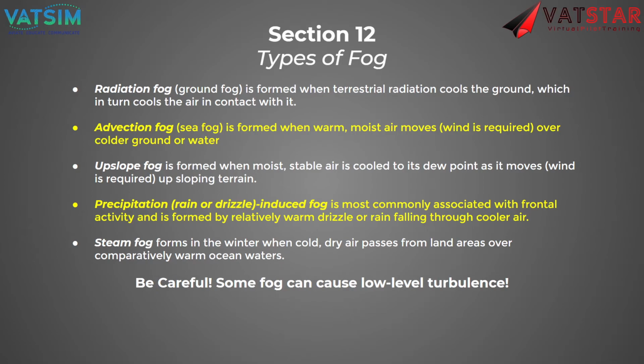Precipitation or rain or drizzle induced fog is most commonly associated with fronts or frontal activity and is formed by relatively warm drizzle or rain falling through colder air. So as that water falls through the air, it cools the air around it and creates fog. And the final type is steam fog, and this literally looks like steam. It's when you have cold, dry air pass over relatively warm ocean waters. It's pretty cool if you look up a video of it. I'm not going to do it here. But if you look up a video of it, it actually looks like the water's steaming. It's kind of crazy. Does anybody have questions about these 5 types of fog? If you're interested in more, I could try to pull up some videos after we finish.